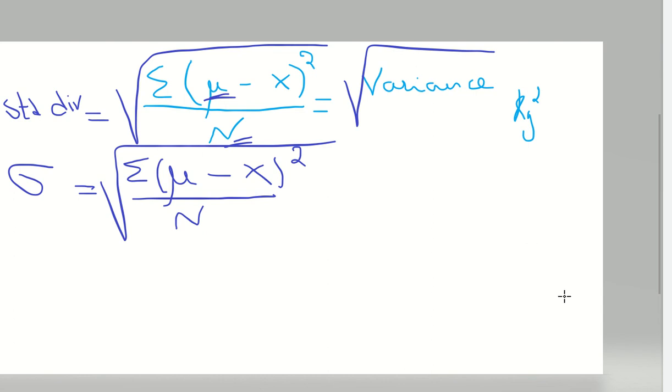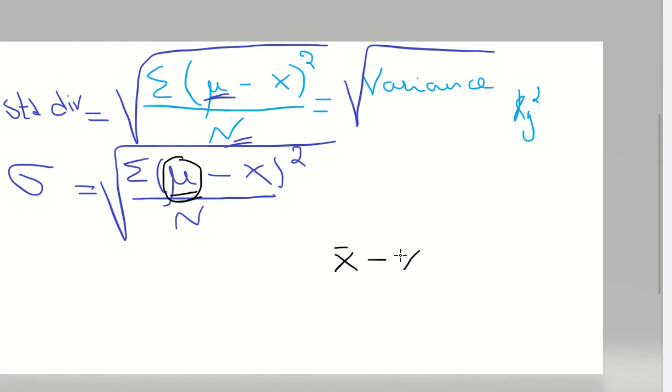Now, there is a problem when you're working in a sample. When you're working in a sample, you do not have the population mean. If you do not have the population mean, then you need to replace it with the best thing you have. And the best thing that replaces the population mean is the sample statistic. Okay? So you're going to take the x bar instead of mu.